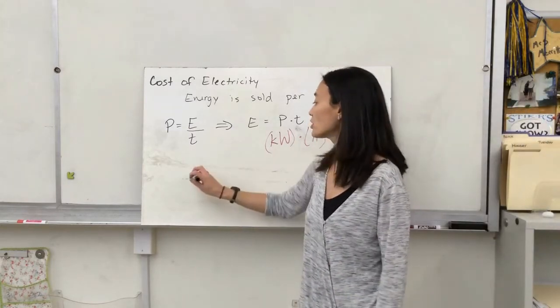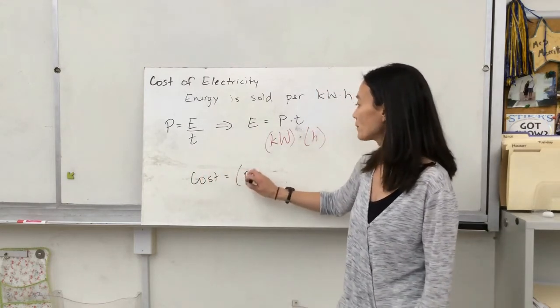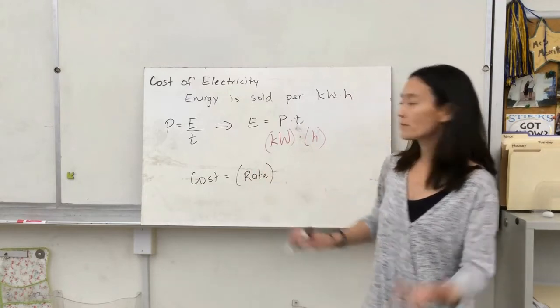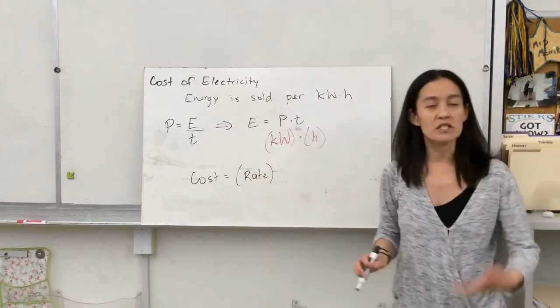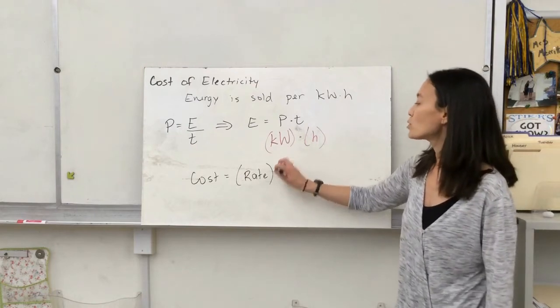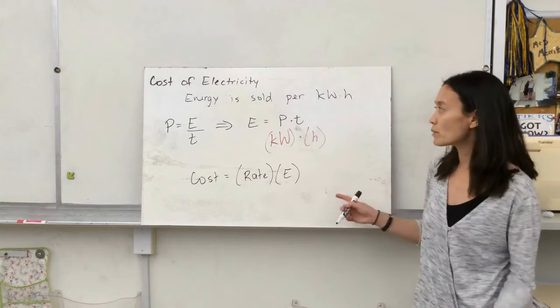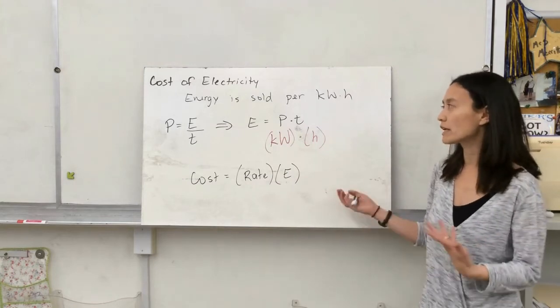So you would find the energy value, and then to figure out the cost, you would just multiply the rate, whatever it is, 15 cents per kilowatt hour, 17 cents per kilowatt hour, etc. Take that rate and multiply it by the amount of energy that you've used. Okay, so we'll look at a few examples of calculating power, but also calculating out the cost of electricity.